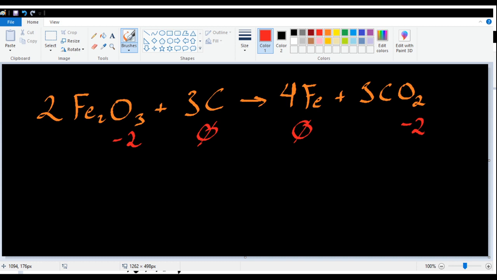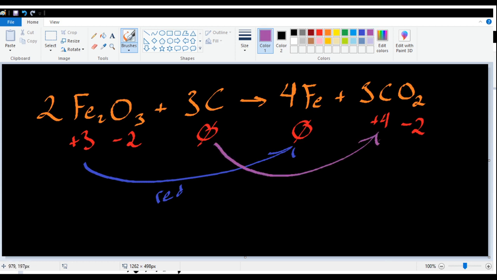So, we have 3 oxygens and 2 irons, meaning that in this compound, iron has an oxidation number of +3. And over here, carbon has an oxidation number of +4. So that means that iron is going from +3 down to 0. So it is being reduced. Carbon, on the other hand, is going from 0 up to +4. It is being oxidized.